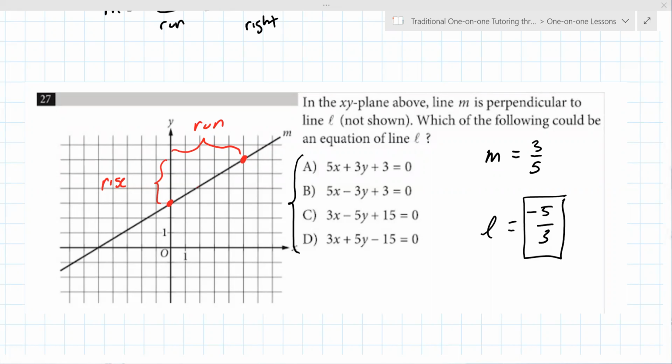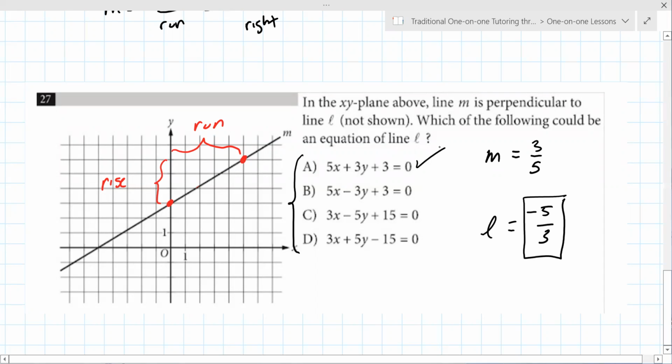Equals -5x. Okay, so I got A. You got A. Yeah, that is correct. Good. Okay. Ready to switch to a new topic? Sure. All right.